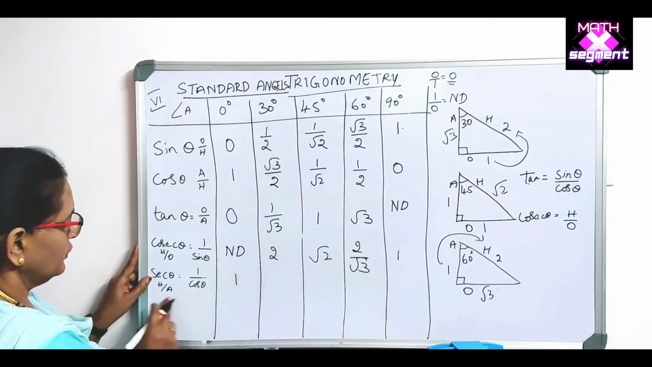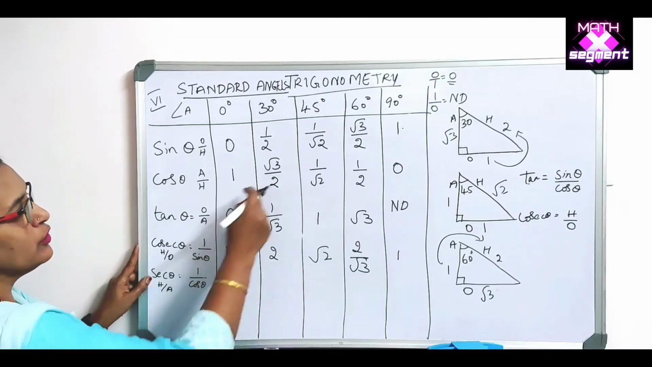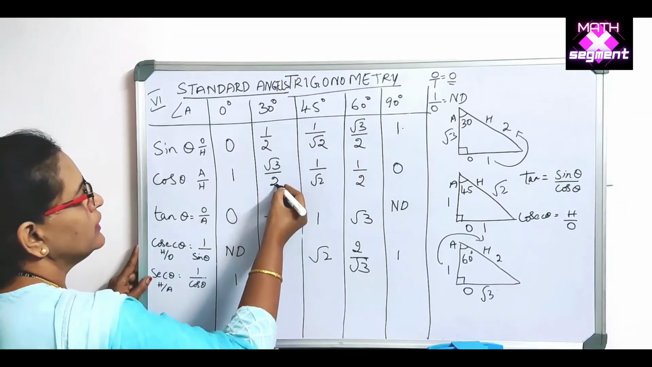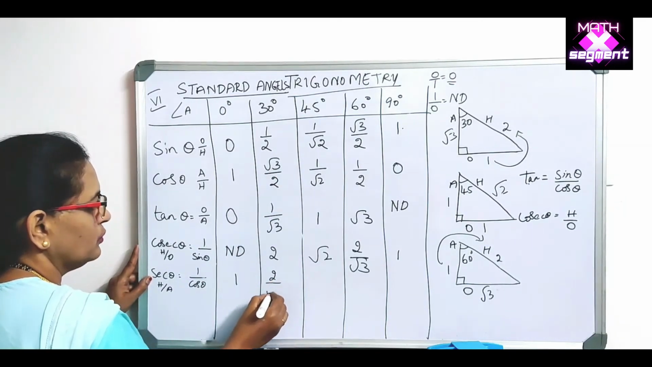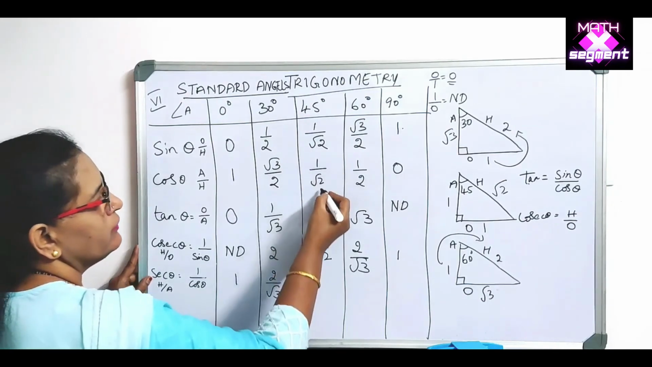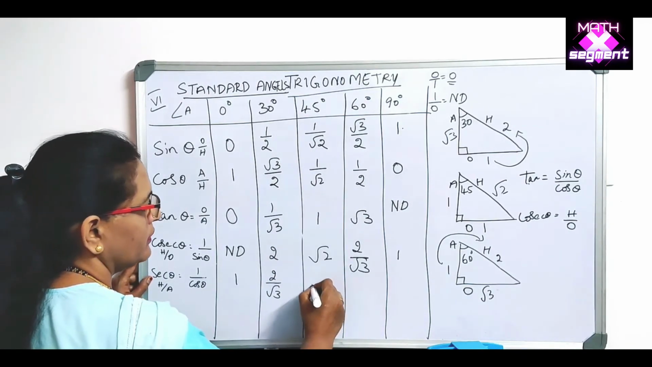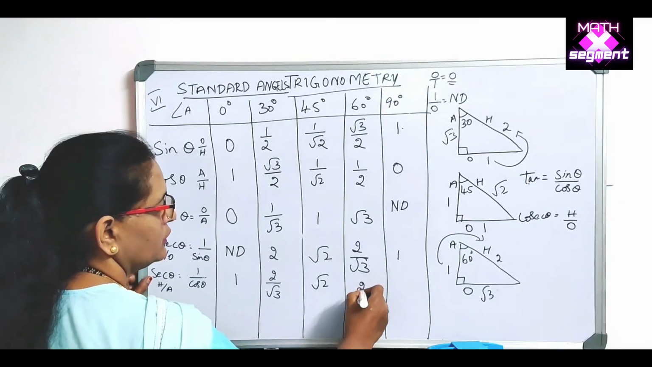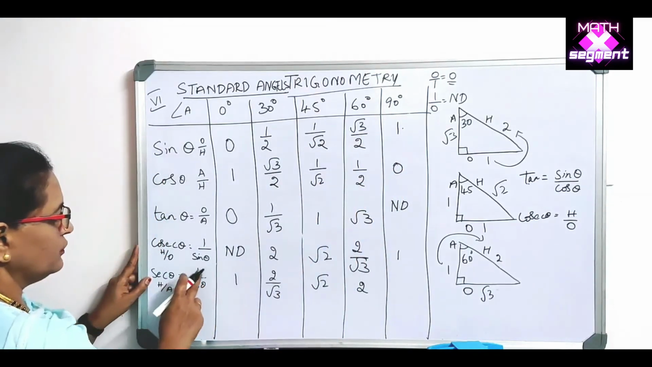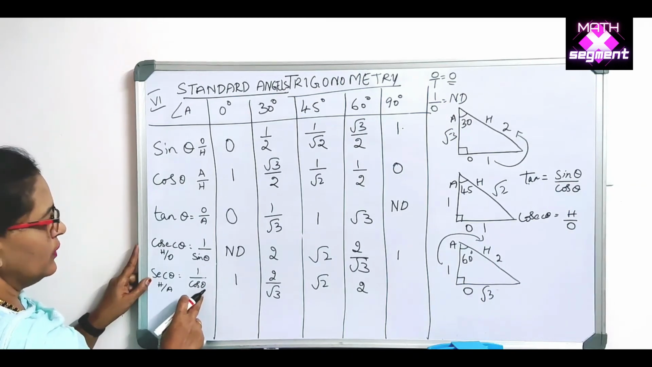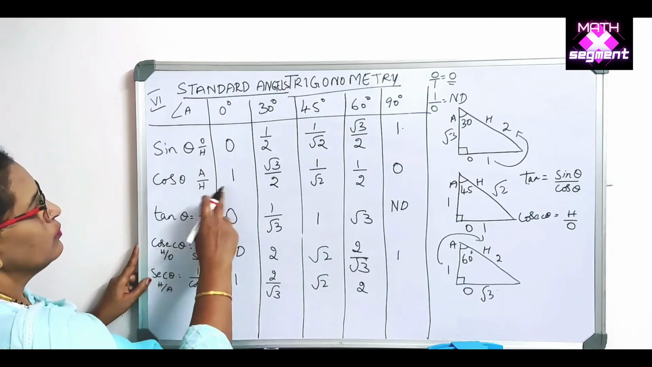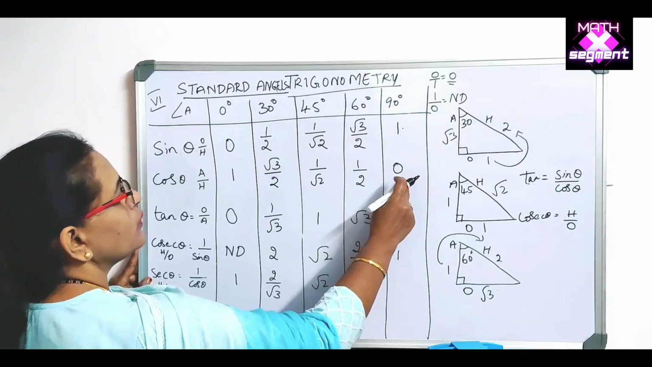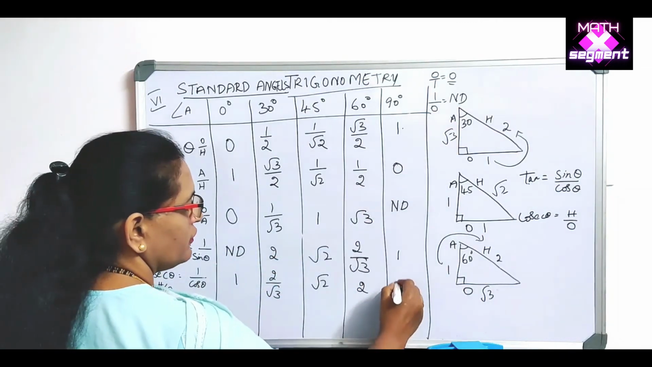And then for here you can use hypotenuse divided by adjacent, or you can do inverse of this. Root 3 divided by 2 means you can write 2 divided by root 3. 1 divided by root 2 means root 2 divided by 1, that is nothing but root 2. 1 divided by 2 is nothing but 2. For 90 you can use 1 divided by cos theta. 1 divided by cos theta, that is 1 divided by 0. 1 divided by 0 is not defined.